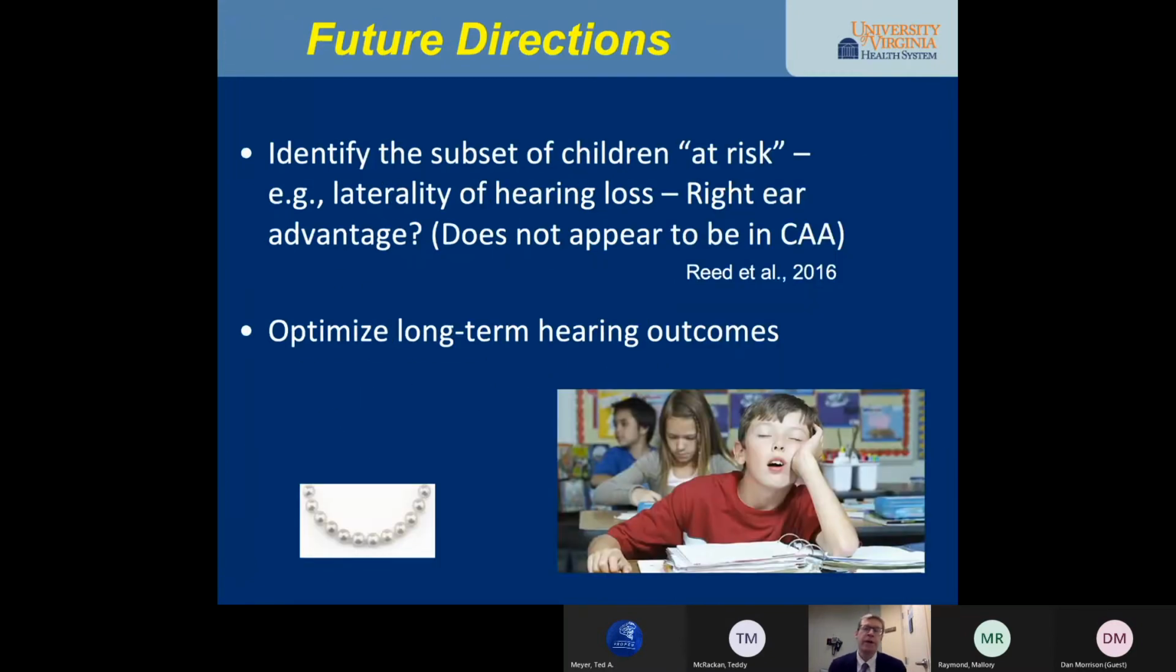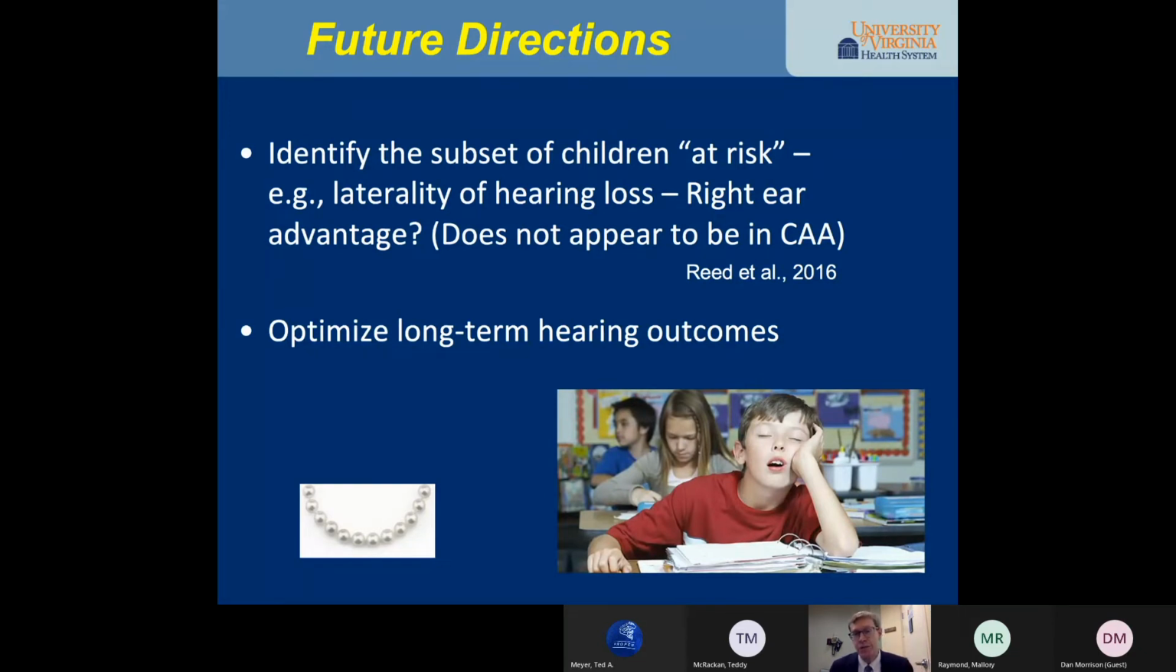I think for us as a specialty and as a subspecialty, it's important to identify the subset of children at risk. Who is at risk for poor speech and language development, poor scholastic achievement in school? Does laterality of hearing loss have anything to do with it? Is there a right ear advantage? That is, the right ear projects to the left cerebrum, the left language center.